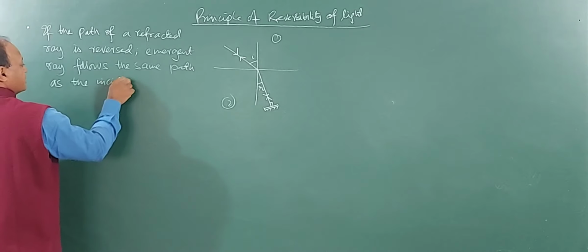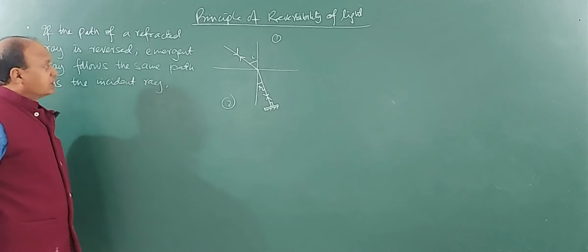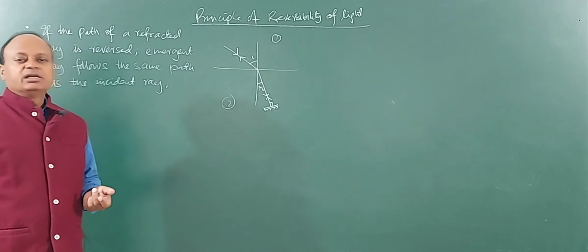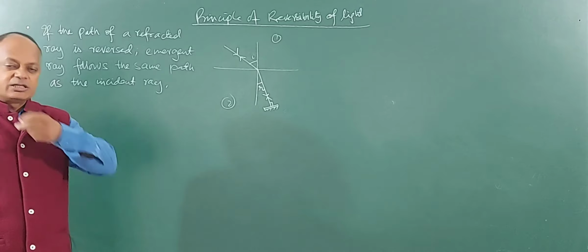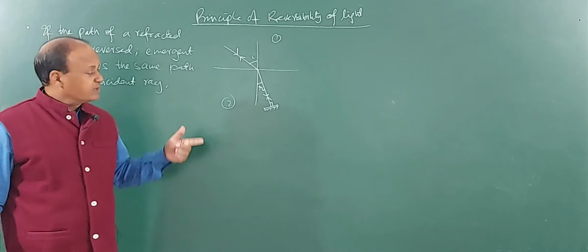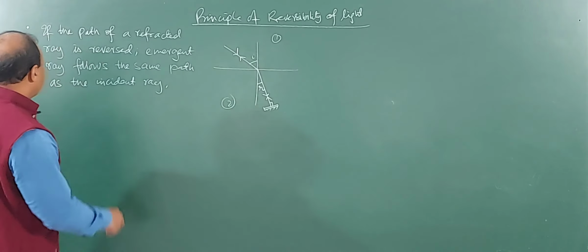If the path of a refracted ray is reversed, then the emergent ray follows exactly the same path as the incident ray. Clear? So there are two cases. The ray is traveling from 1 to 2 and now is traveling from 2 to 1. So let's see here.